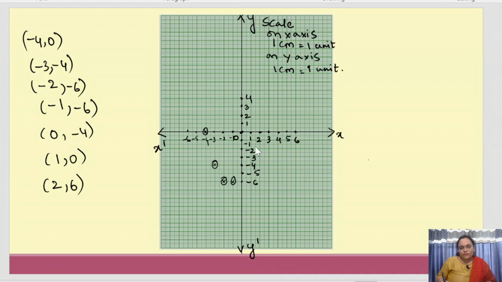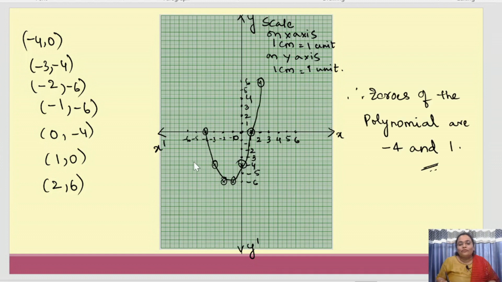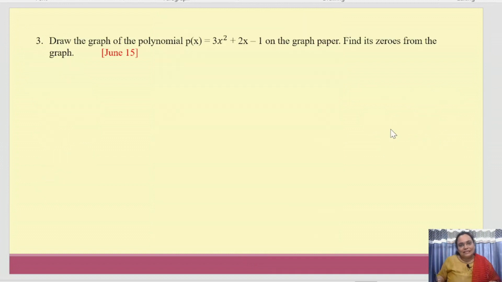The next one is 0 and minus 4. 0 on the x-axis and minus 4 on the y-axis, which is here. The next one is 1 and 0. 1 and 0, which is here. The next one is 2 and 6. 2 on the x-axis and 6 on the y-axis. So let us extend the points. 6 on the y-axis, which is here. Now let us join these points. So from the graph, we can say that minus 4 and 1 are the zeros of the given polynomial. Okay, clear? So let us see the next question.